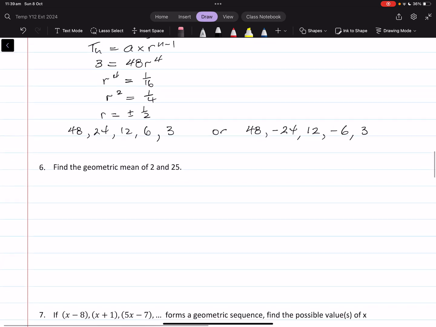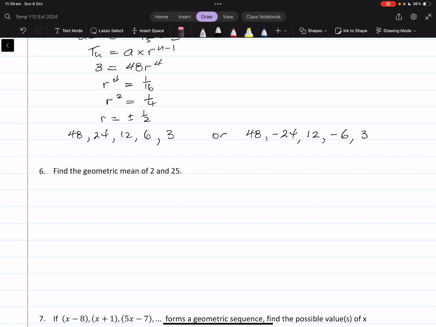Find the geometric mean of 2 numbers. So very similar to arithmetic mean. You might need to look back to that lesson. Essentially what we're doing is we're going to have 2, then whatever the geometric mean is, followed by 25. And we're trying to find the number in the middle that makes that a geometric sequence.